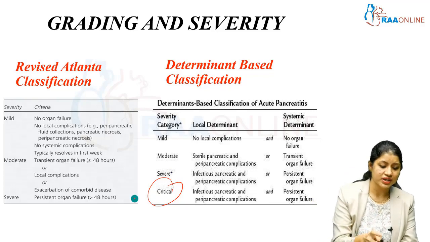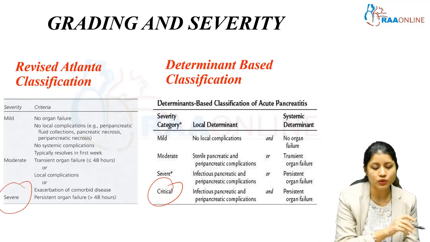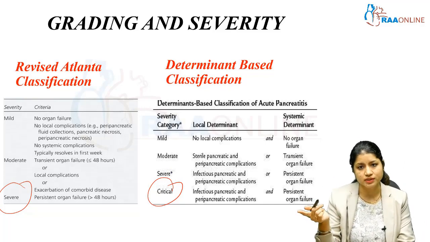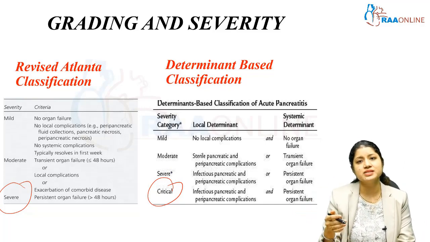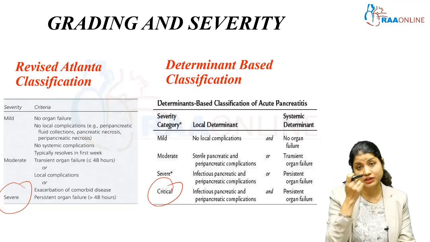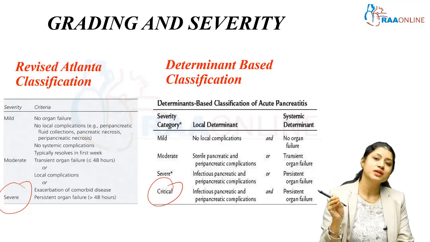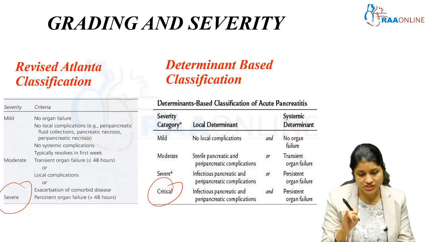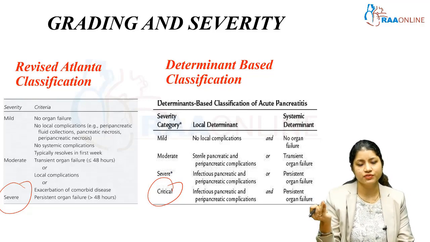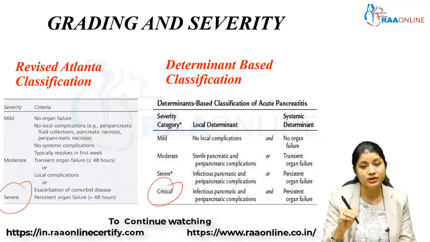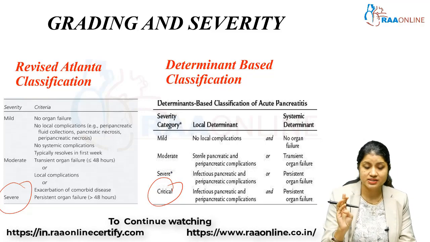Whereas in the severe classification we have not only a local complication but even a persistent organ failure going beyond 48 hours. When we come to the determinant based classification, there is one more extra category, that is critical, in which there is definitely an infectious pancreatic or peripancreatic complication, that is a pancreatic complication which is most probably assumed to be infectious, followed by a persistent organ failure. So why do we need to remember all these things? This is very important, especially in viva as well as in the theory answer.